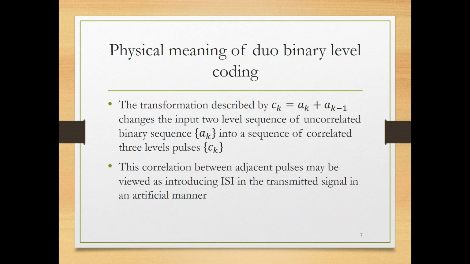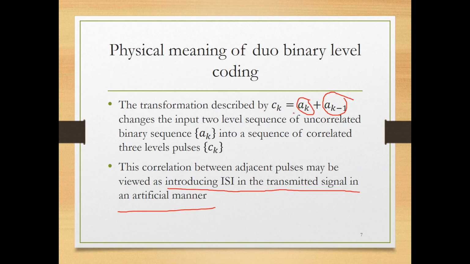This correlation between adjacent pulses may be viewed as introducing ISI in the transmitted signal in an artificial manner. So that's why we call it artificial intersymbol interference. Why do we see intersymbol interference here? The reason is that this is my original pulse. When there is another pulse added on top of the original pulse, this pulse will create interference. Isn't that what we call interference?